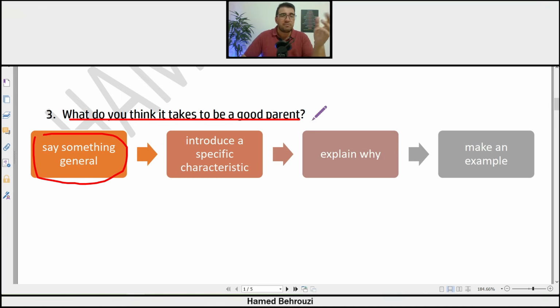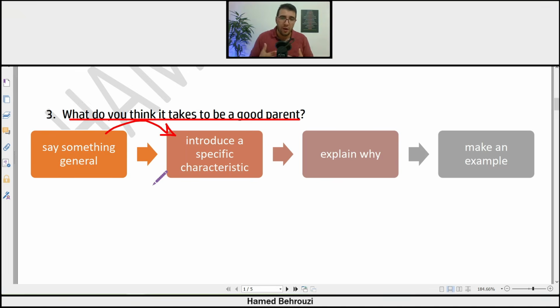Something like, there are many characteristics that a good parent should possess. You can say something like that, okay? In order to be a good parent, again here, one requires a set of positive characteristics that are accepted in a certain society, something like that. Then, introduce the specific characteristics. Give the specific characteristics. Okay?